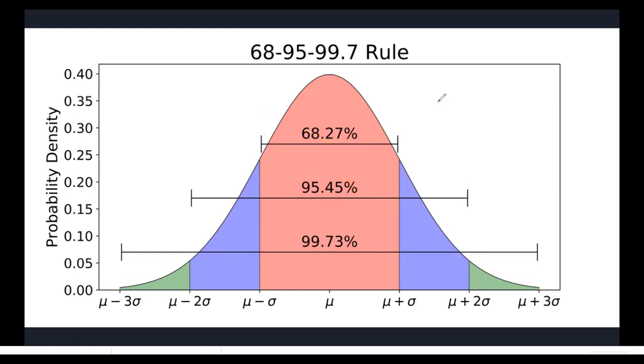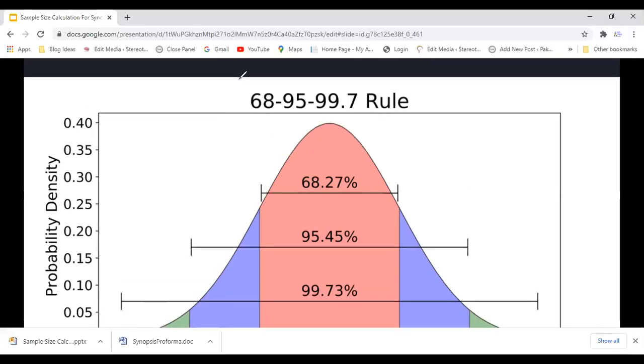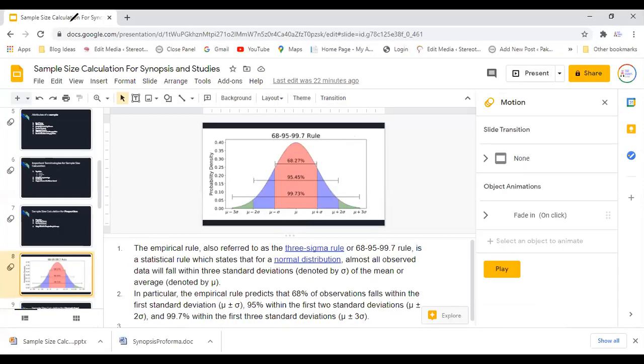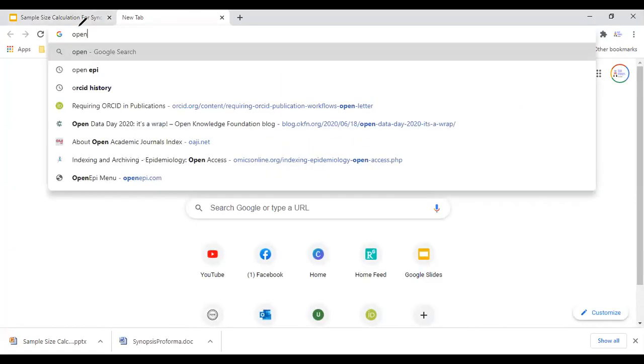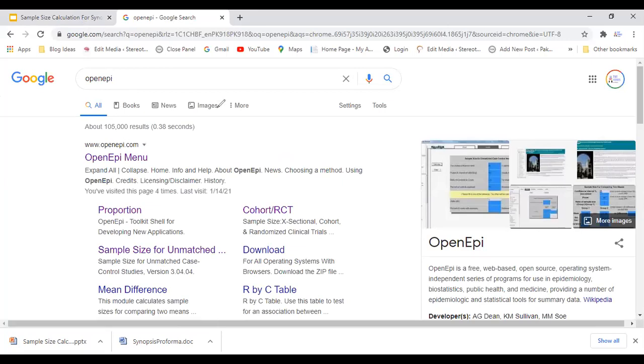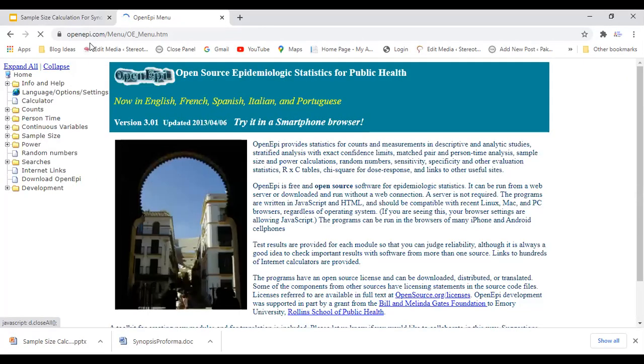So now we are just moving on. Now we are going to proceed with the sample size calculation, and I'll be showing you how you can calculate sample size. I use OpenEpi as a sample size calculator, and all you have to do is Google OpenEpi and just write it. This is how you will see it. I hope that you can see this on your screens. Can you see OpenEpi on your screens?